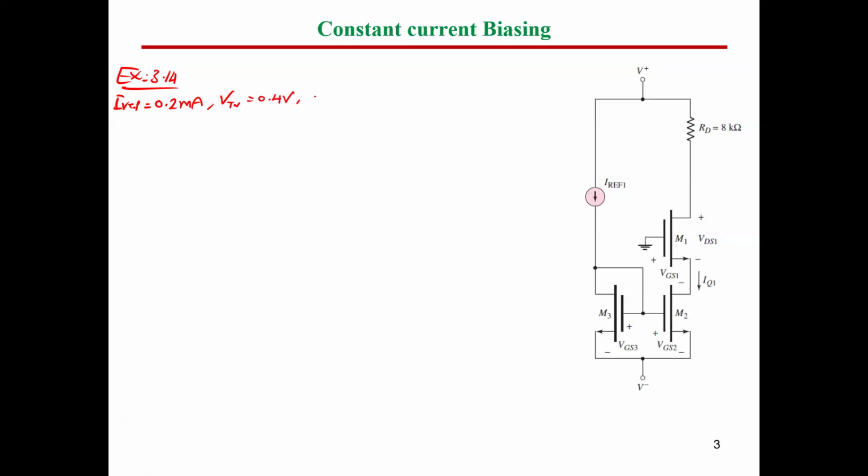However, the factors Kn are given like that. Kn1 equals 0.25 milliampere per V square. For MOSFETs 2 and 3, Kn2 equals Kn3 equals 0.15 milliampere per V square. So these are the given data.